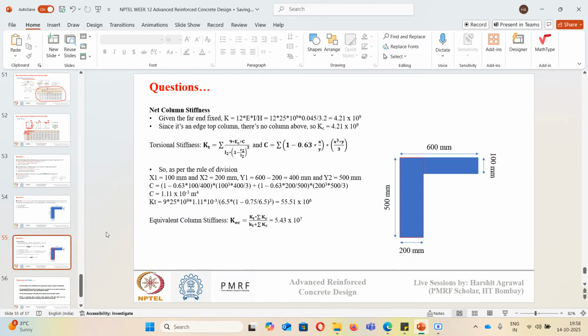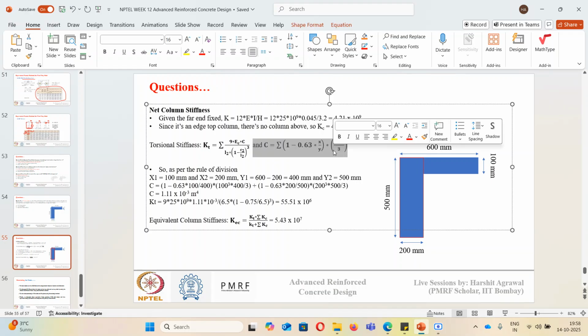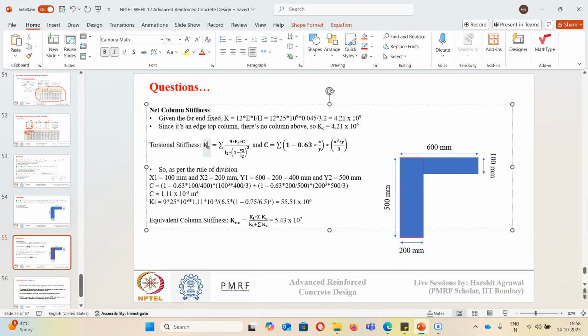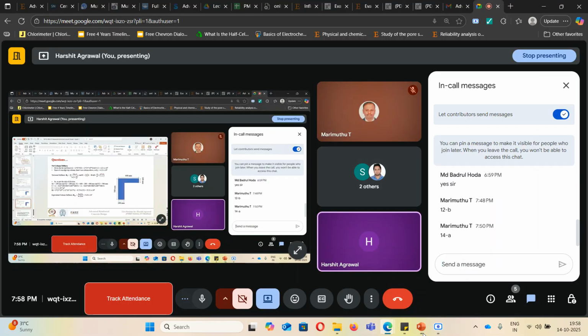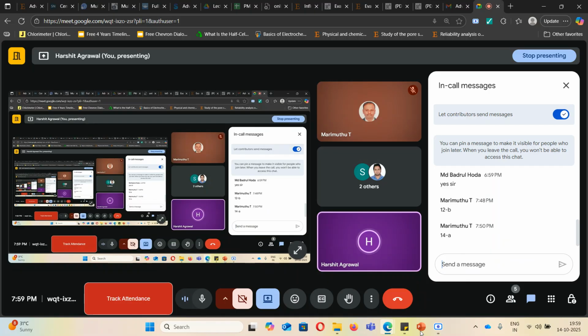So this is how we use the codal provisions for calculation. We need to take care of the stiffness of the column: which type of fixed end condition or continuous end condition is given in the question, where the column is located, and whether we need to multiply by 2 or not. Then for the stiffness of the torsional beam, you need to be careful in calculating the C value. Once you calculate the C value, KT will come out, and then you need to calculate the equivalent column stiffness like this. Any doubt in this question? How we did the calculation and how we proceeded along with the question? Any doubts?